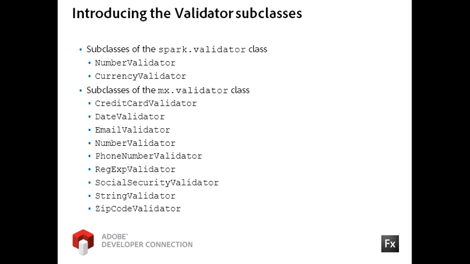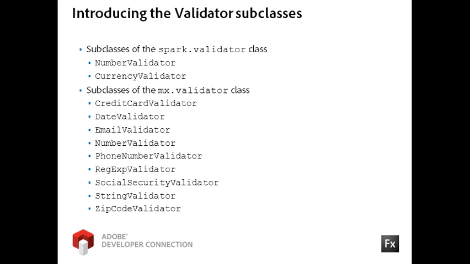Actual validation in a Flex application is performed using the Flex Framework Validator subclasses, which are listed here. There are both MX and Spark validators that are implemented similarly. However, you should use the Spark validators wherever possible. Form validation ensures that data meets specific criteria before the application uses it.